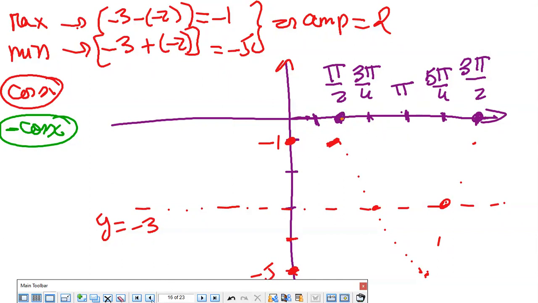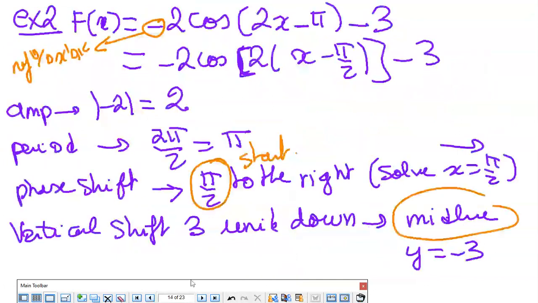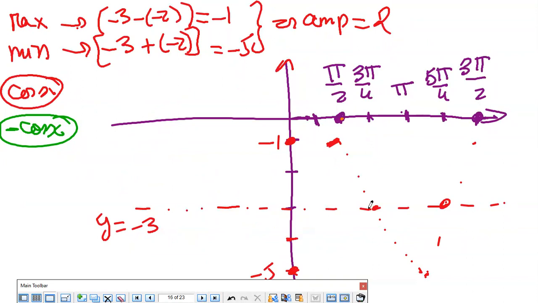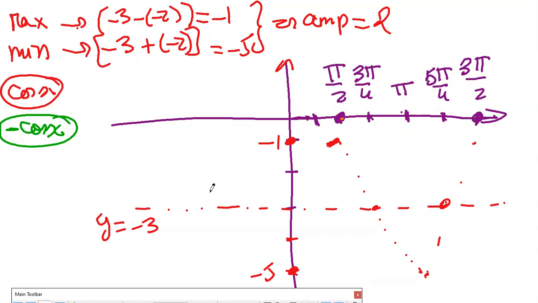And now we said that the midline is going to be y equals minus 3, so we're going to go down to minus 3. So I am here, guys. Now, how are we going to find the maximum and the minimum point? Again, the amplitude is 2, so I'm at minus 3, plus 2 gives me minus 1. I'm going up 2, so the maximum is minus 1, and here I'm going down, minus 3 minus 2 is minus 5, so the minimum is minus 5. And then I will plot the points. So I'm starting here, and I'm going to go down here and here.